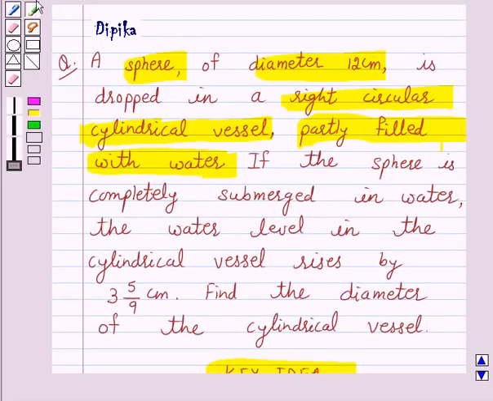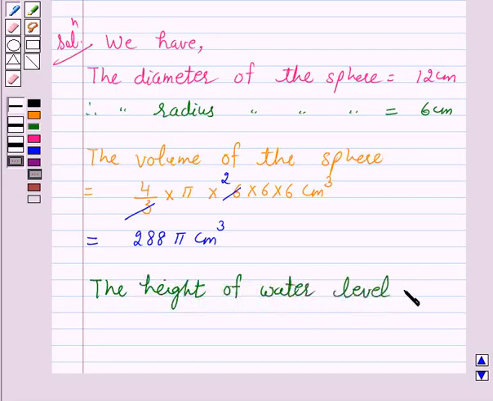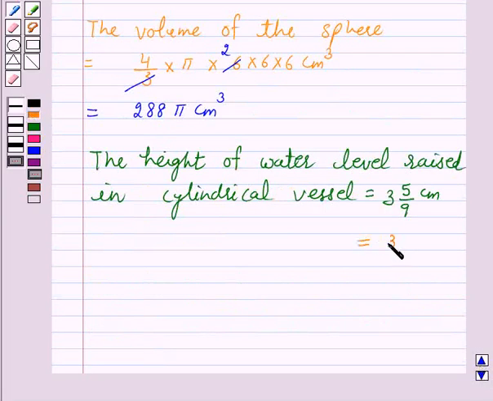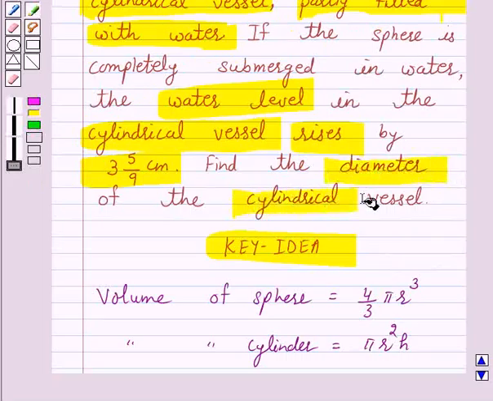Now again, according to the given question, if the sphere is completely submerged in water, the water level in the cylindrical vessel rises by 3 and 5 by 9 cm. So this is the height of the water level raised in the cylindrical vessel. And this is equal to 3 and 5 by 9 cm, which is again equal to 32 over 9 cm. Now we have to find the diameter of the cylindrical vessel.